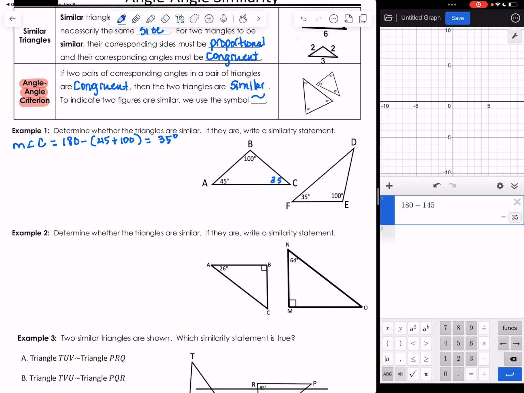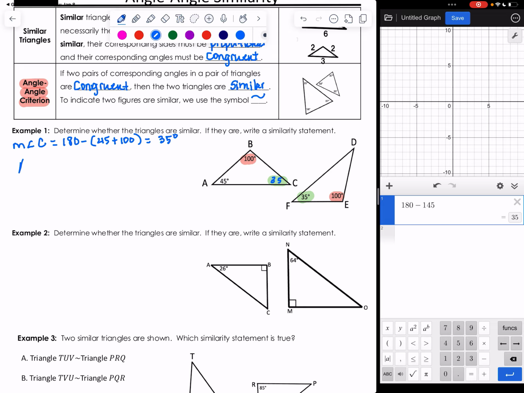Now, if you compare triangle ABC to the second triangle, you'll notice that we have two pair of congruent angles that are corresponding. So we can conclude that these two triangles are similar by the angle-angle criterion. So since they are similar, we can write a similarity statement. When you write a similarity statement, it does not matter what order you write the angles in your first triangle, but the order is important in the second triangle. So let me show you what I mean.